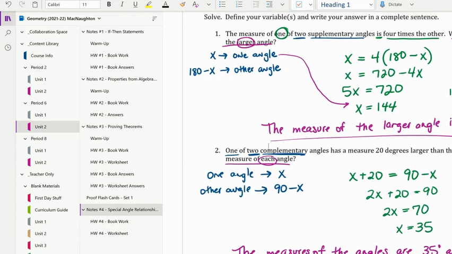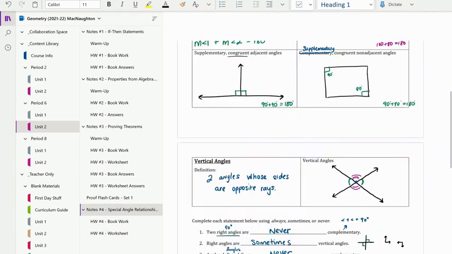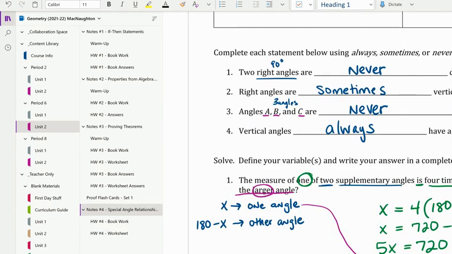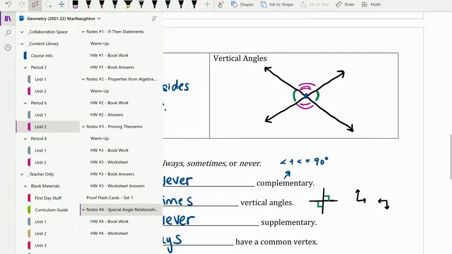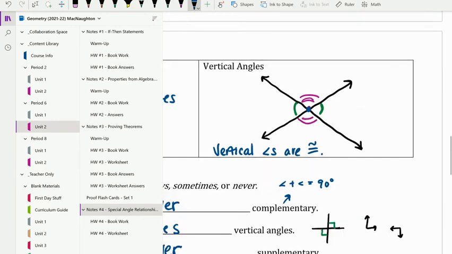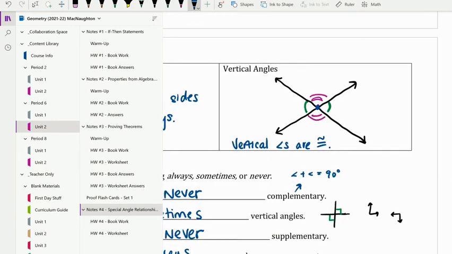And I just realized that I forgot one thing on your notes. So I'm going to go back really quick. On the vertical angles, I forgot to mention, on your vertical angles, because they're across from each other like this, vertical angles are congruent. So they always have the same measure, and we'll do some more with that next week. But for now, just know that those measures are always equal.